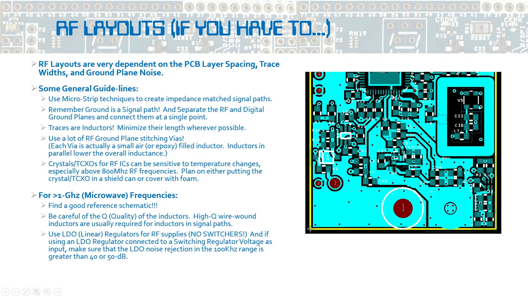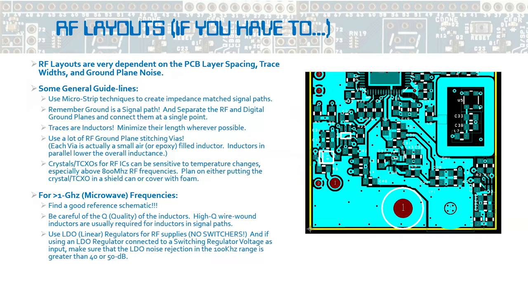You connect them at a single point where you think it's going to be closest to wherever the input's going next. Like if it's going into a front end of a radio or something, you'll notice in the pinouts of those things, they'll have a ground pin right around that input. And that's where you attach that RF ground. And it's not attached anywhere else.